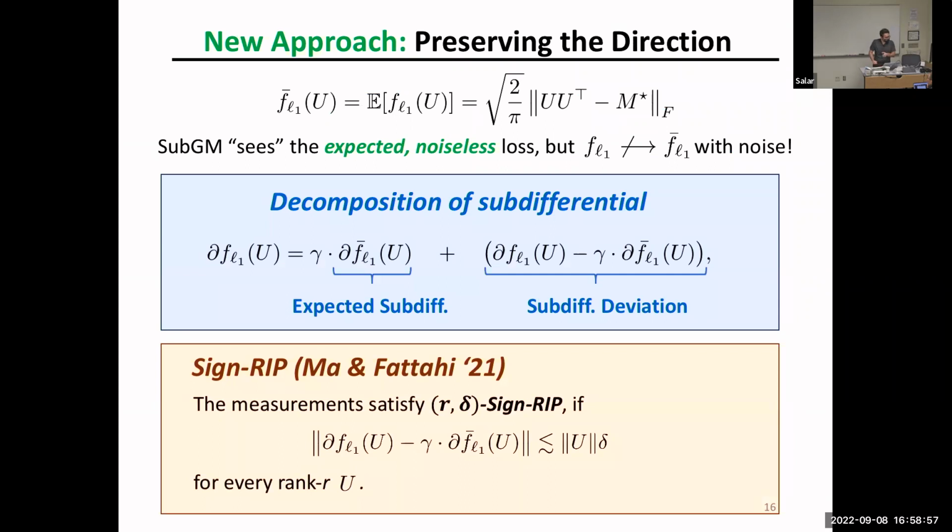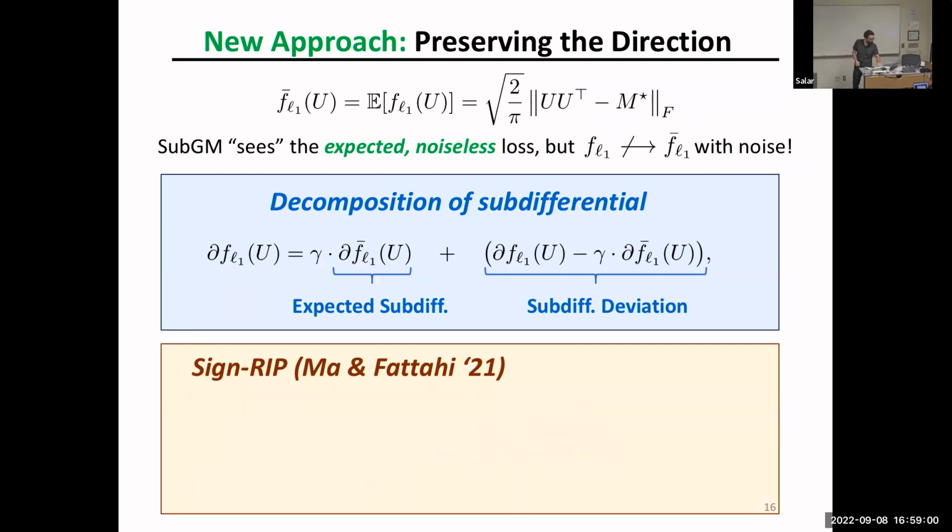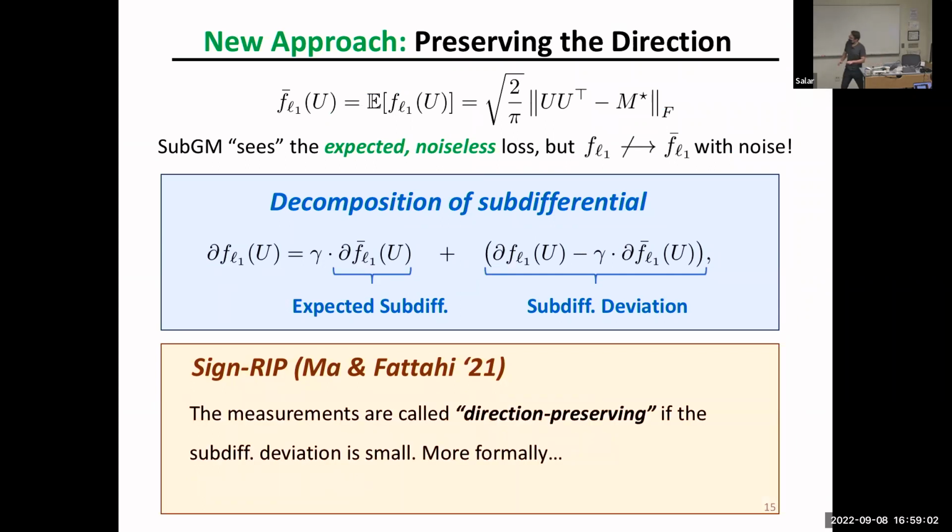Sign RIP, basically the intuition behind it is if this subdifferential deviation is small for some gamma over there. Gamma can be arbitrary. The reason we have gamma is because we want to look at the direction. It really doesn't matter what that gamma is. As long as there exists a gamma for which this is small, that means that those two vectors align. That is the definition of sign RIP.